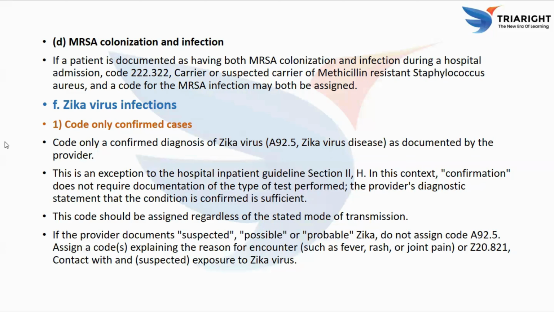Next are the guidelines for Zika virus infections. You code only confirmed cases. What to code? A92.5, which is for Zika virus disease, only when the provider states it is confirmed. You do not need lab test results, the type of diagnostic test, or proof of mosquito exposure. The doctor's statement confirming Zika is enough for coding.